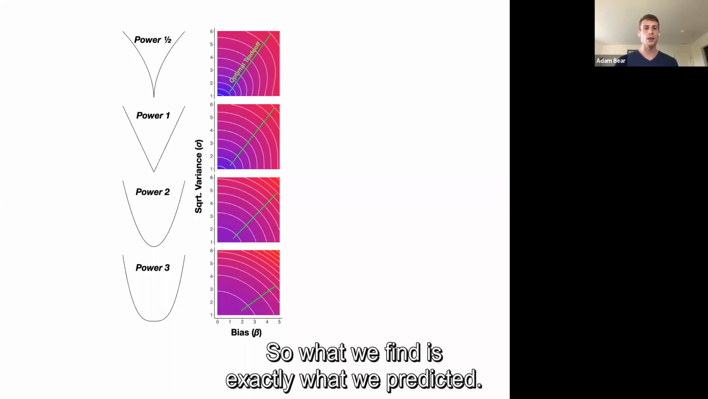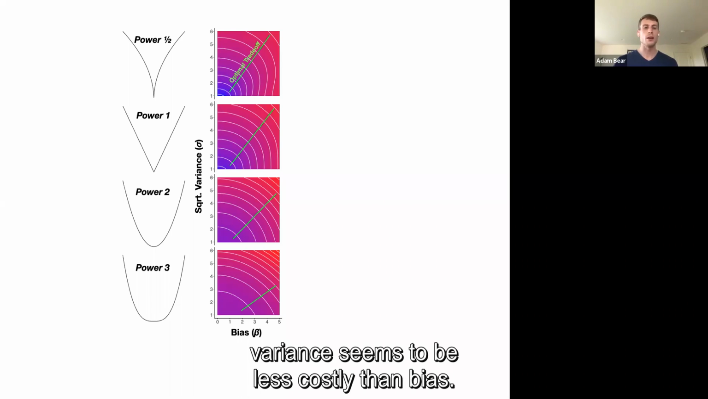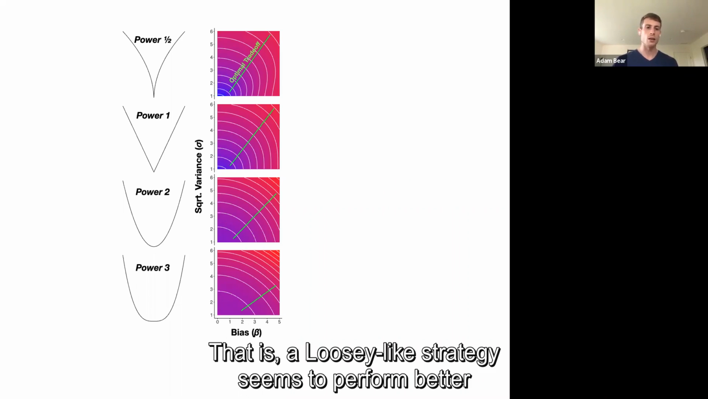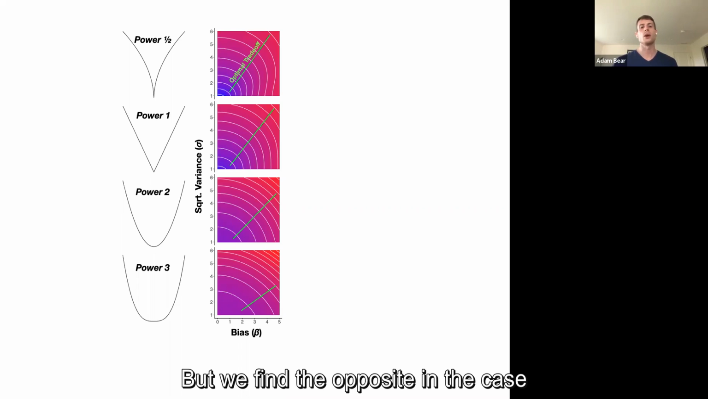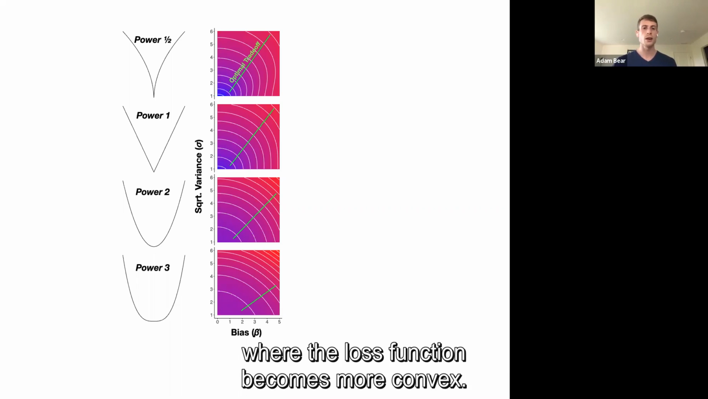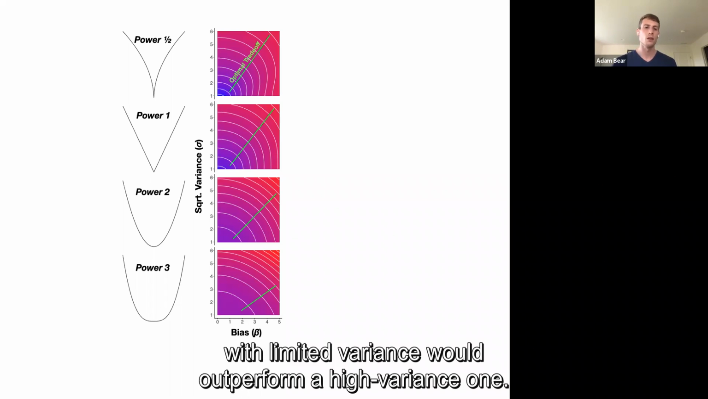So what we find is exactly what we predicted. At the top, when the loss function is more concave, variance seems to be less costly than bias. That is, a Lucy-like strategy seems to perform better than a Lefty-like strategy. But we find the opposite in the case where the loss function becomes more convex. There, it seems like an approximate biased solution with limited variance would outperform a high variance one.